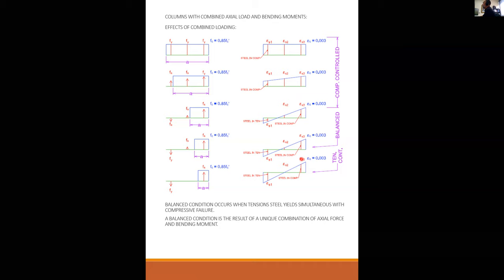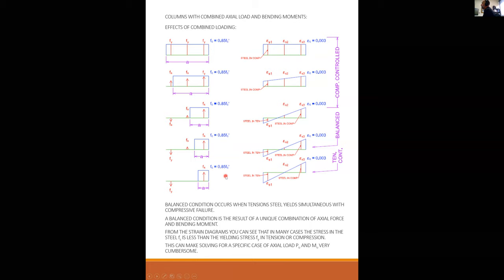When I say balance, it's like balancing on a knife's edge. So as you'll see, it's not particularly useful in design, but it's useful in creating a construct that allows us to design. I'll show that in a second. From the strain diagrams, you can see that in many cases, the stress in the steel, f sub s, is less than the yielding stress, f sub y, either in tension or compression. So that's going to make us come up with some techniques to figure out what that stress is in the steel. This can make solving for a specific case of axial load Pu and moment Mu very cumbersome.